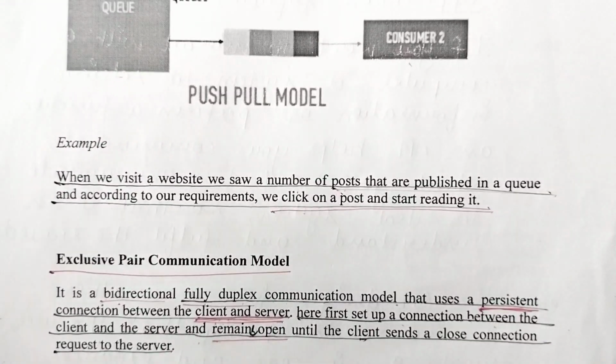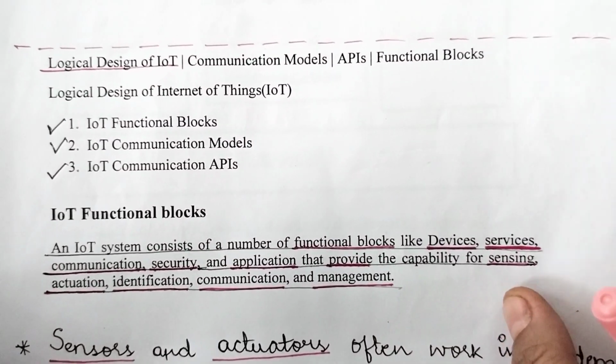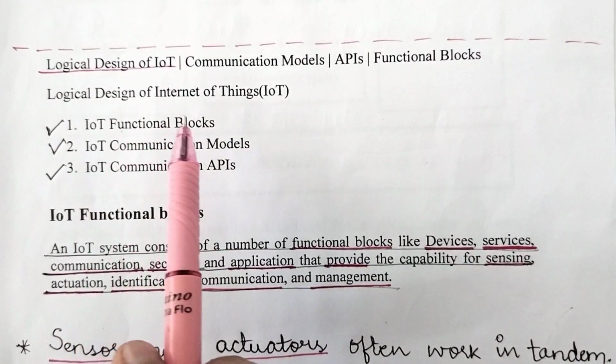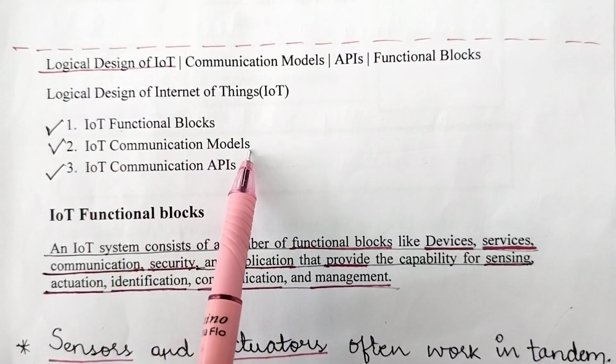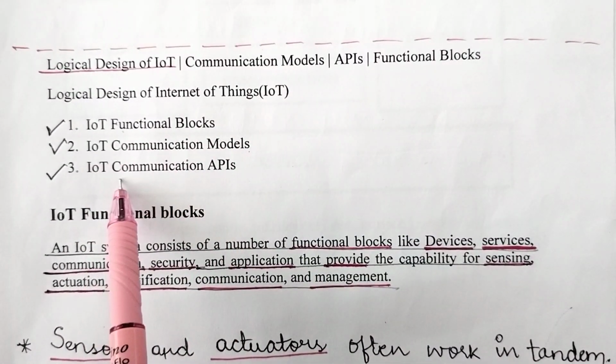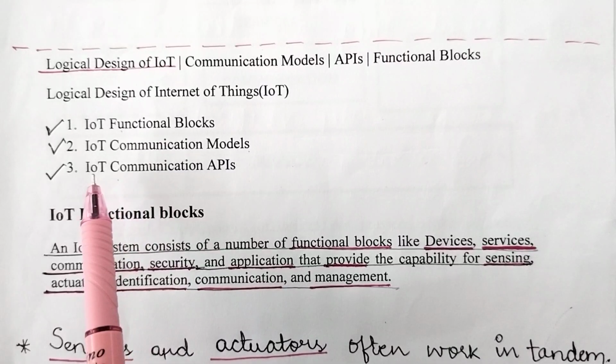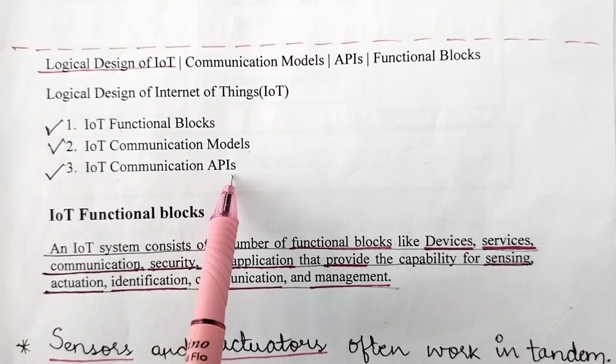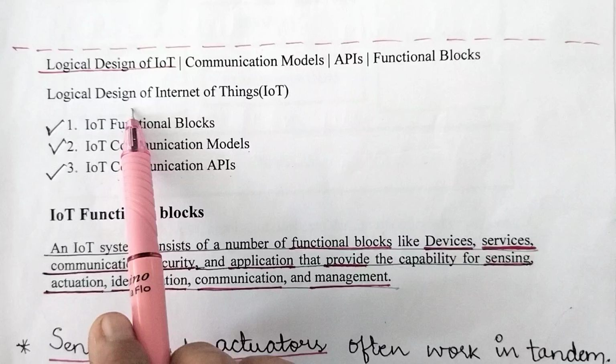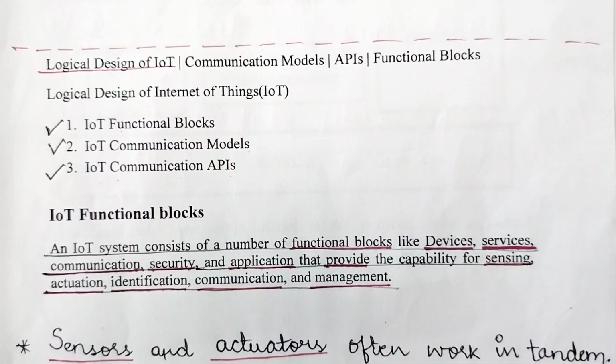So this was all in the IoT communication models. Now by now we have covered the IoT functional blocks and IoT communication models. In the next video we are going to cover the IoT communication APIs for the logical design of the Internet of Things.